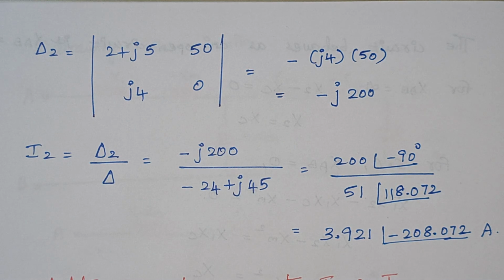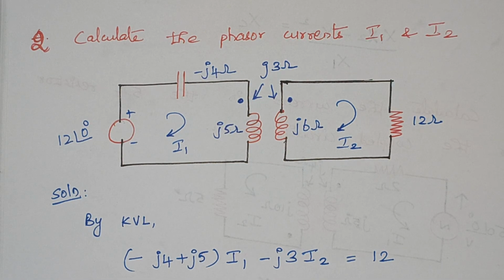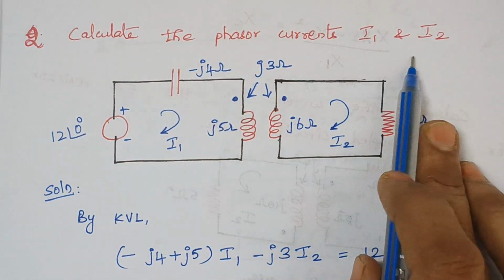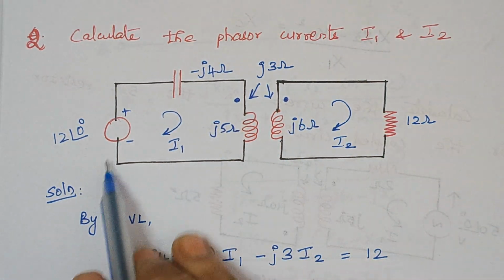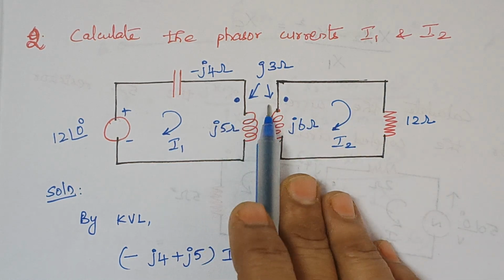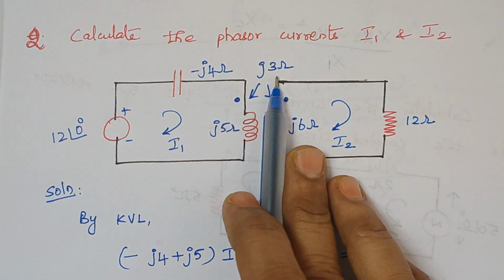So here comes the end of this problem. We will proceed with the next one. Our second problem is to calculate the phasor currents I1 and I2. Here is the given circuit diagram, and again we have a mutual inductance of j3 ohms.